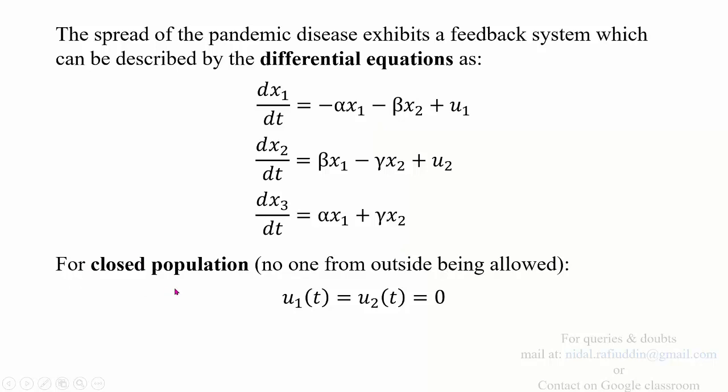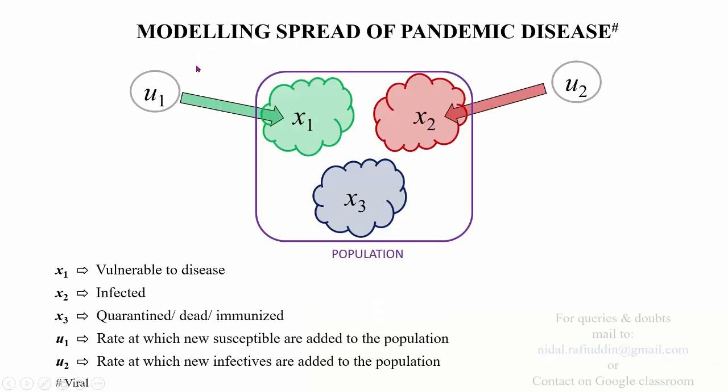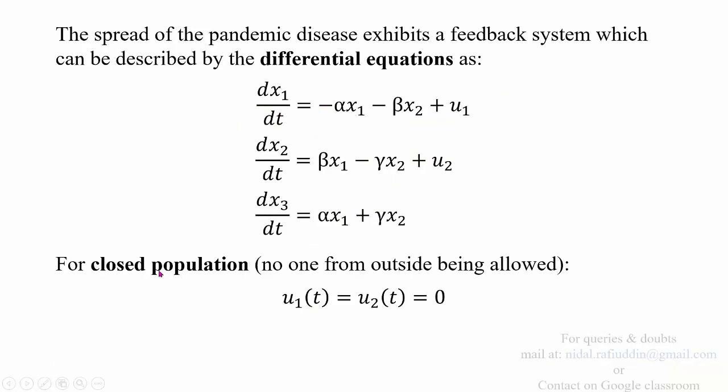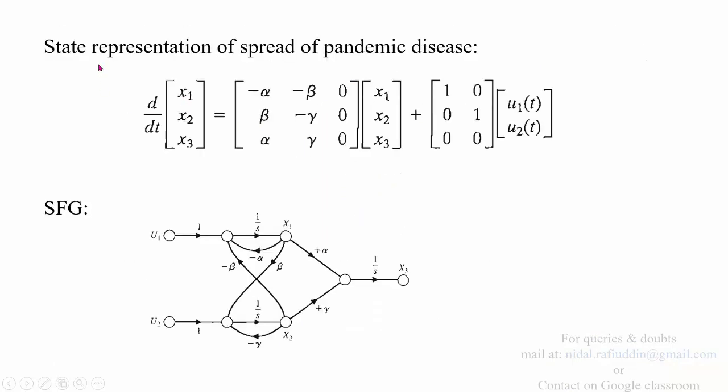Now for a closed population. A closed population means that no one from outside is allowed. In that case, u1 and u2 will be equal to 0. So this part will become 0 if the population is closed. From this model, we obtain the state representation of the spread of pandemic disease as follows.